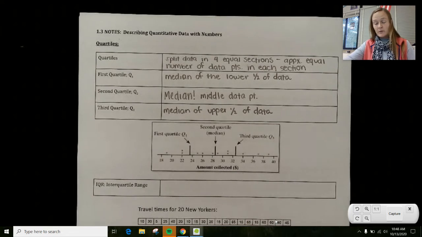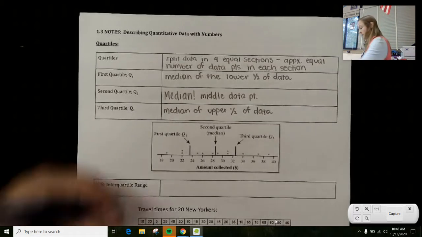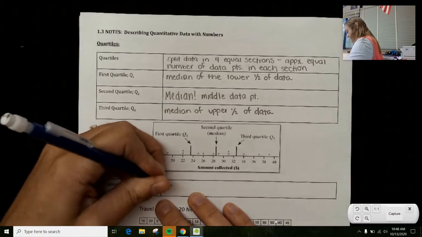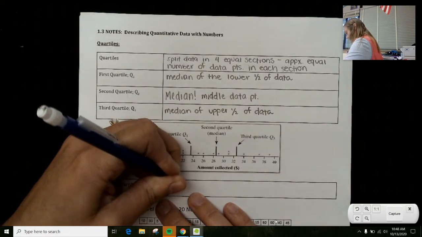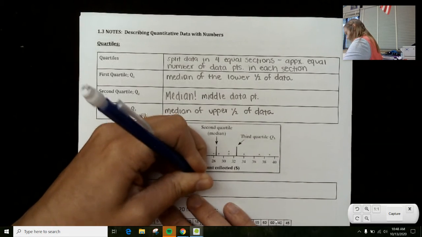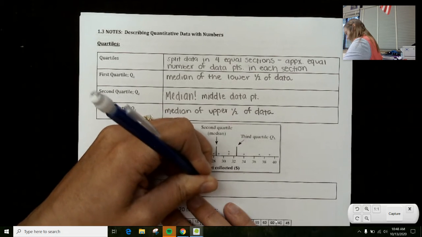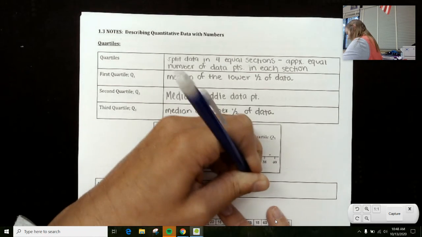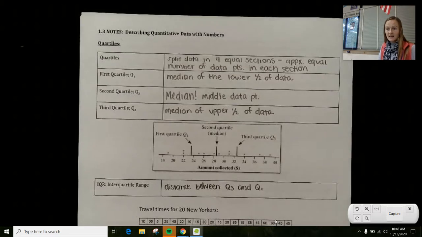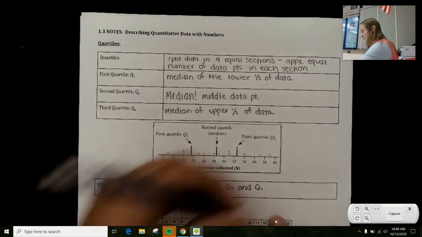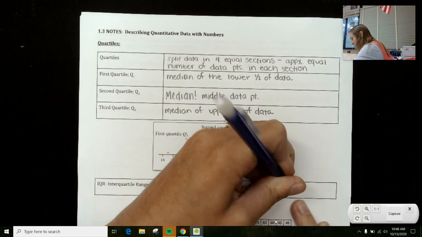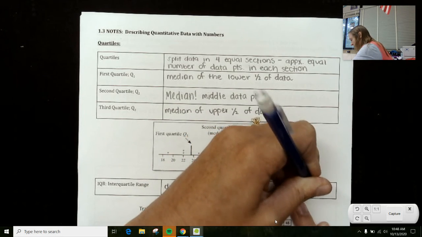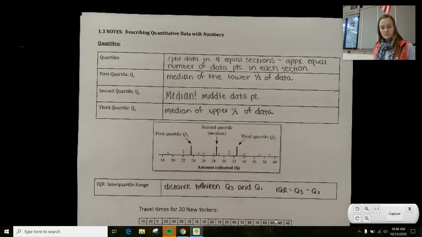So the interquartile range is the middle 50% of the data. So it's the distance between Q3 and Q1. In order to find the IQR, you do Q3 minus Q1. So IQR equals Q3 minus Q1. There you have it. So let's do a quick example.